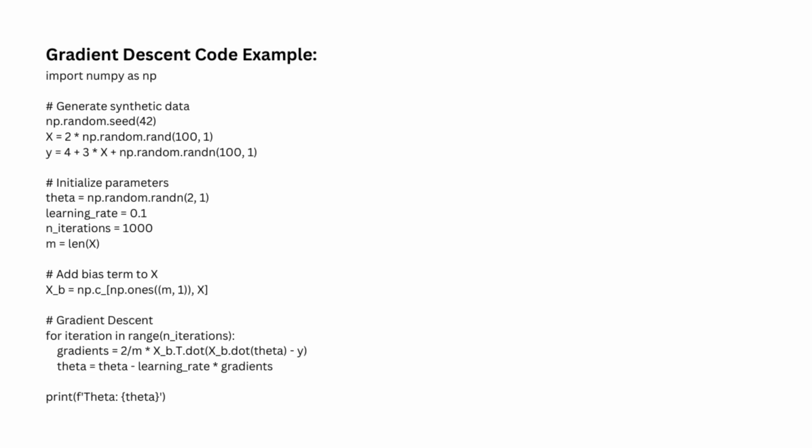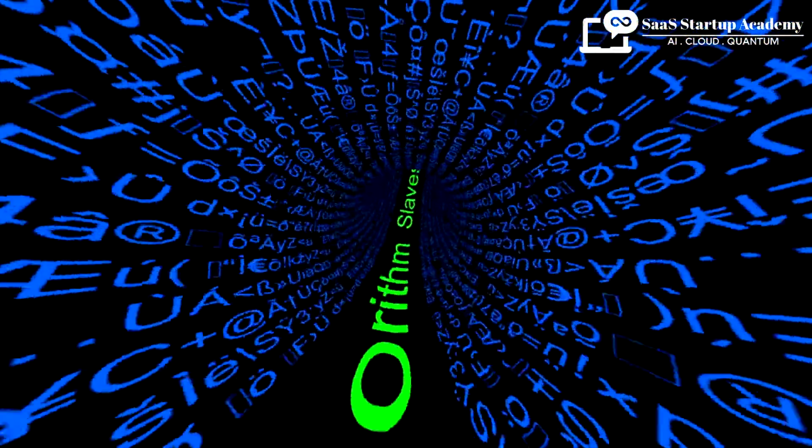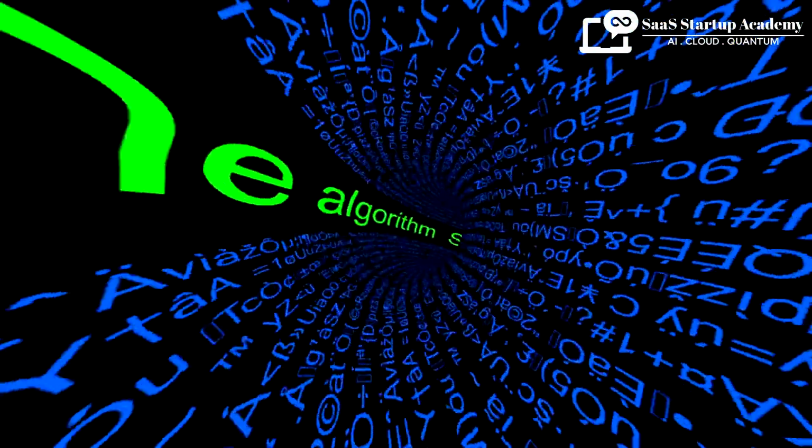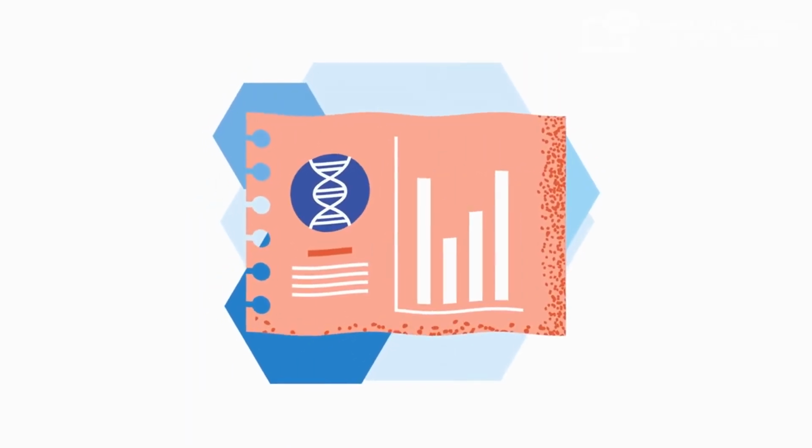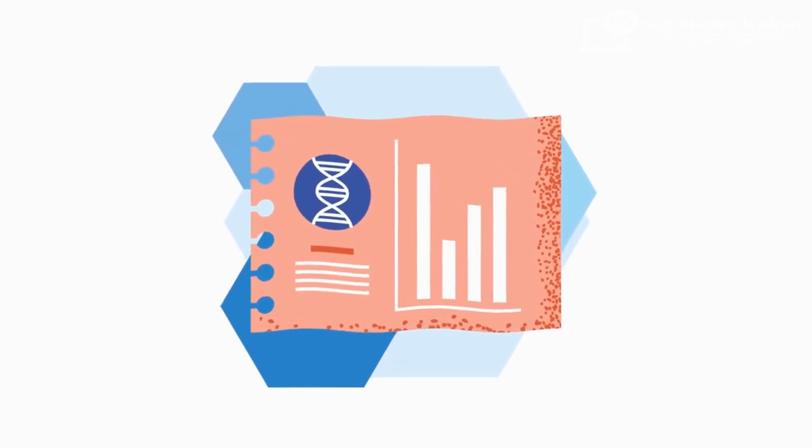5. Parameter update. The parameters are updated by subtracting the product of the learning rate and the gradients from the current parameters. 6. Output. The final parameters, theta, are printed. Genetic algorithms. Genetic algorithms are optimization techniques inspired by natural selection. They work by evolving a population of candidate solutions over several generations to find the best solution.